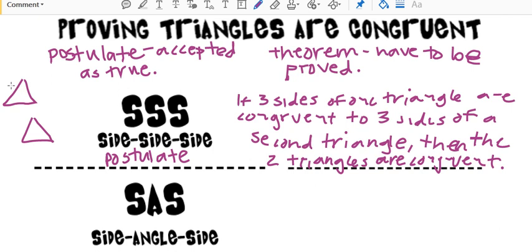Here's your first triangle. You've got one side here that's congruent to another side here. We've got another side here that's congruent to another side here, and another side here that's congruent to another side here. Because I know that all three sides of these are congruent to each other, I know that I can say that these two triangles are congruent. So that is the side, side, side postulate.